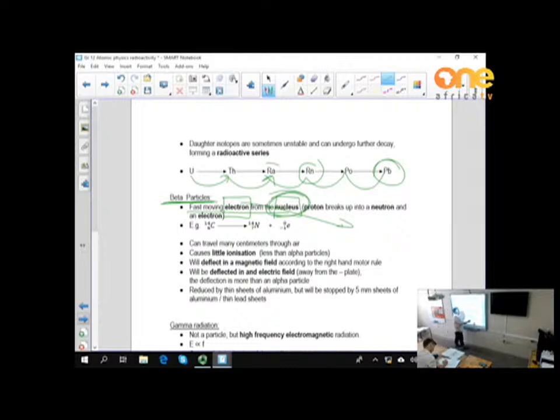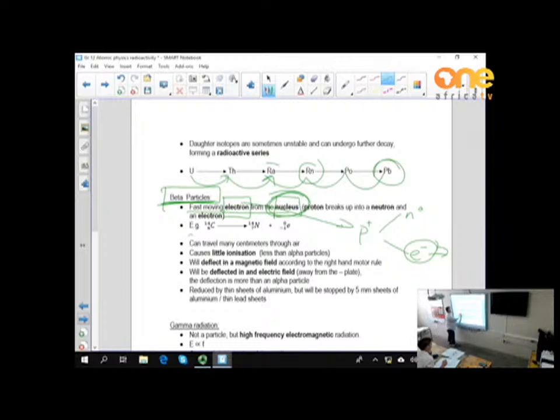But what happens is a neutron breaks up and it forms a proton and an electron. And it's this electron that is shot out. That electron is the so-called beta particle. Yes, the proton stays in the nucleus.